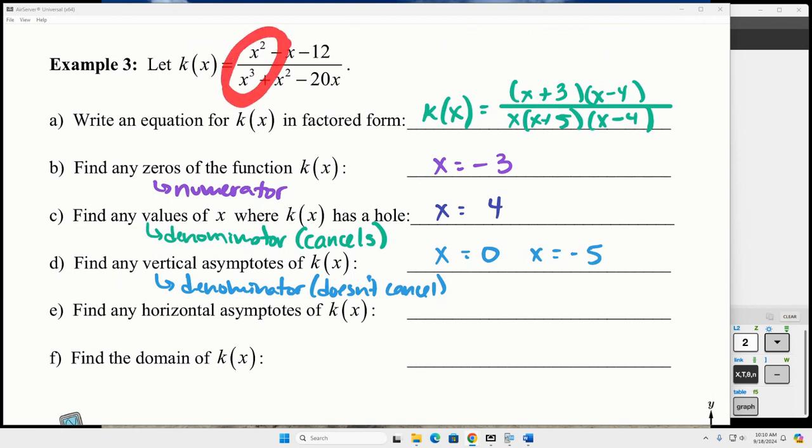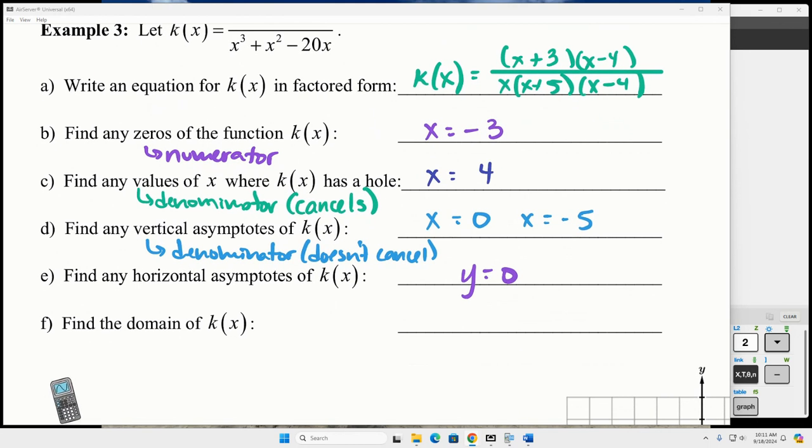So what do you guys think for this one? Good. So the denominator is dominating because it has the larger degree. And so it's going to grow faster than the numerator, which is going to make it level off at 0. Okay. And then what are the 3 numbers that cannot be in your domain?